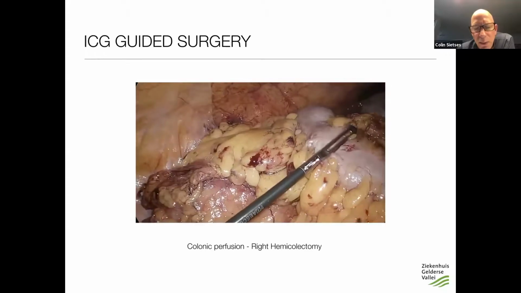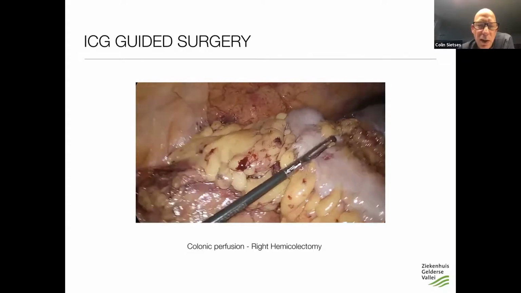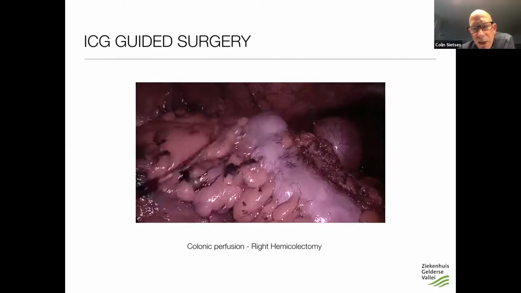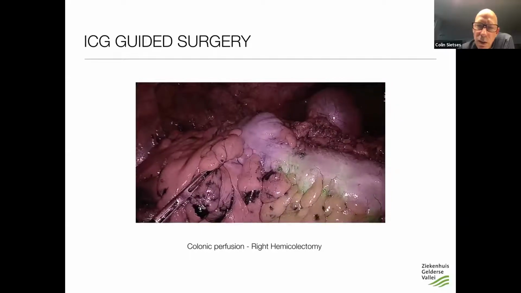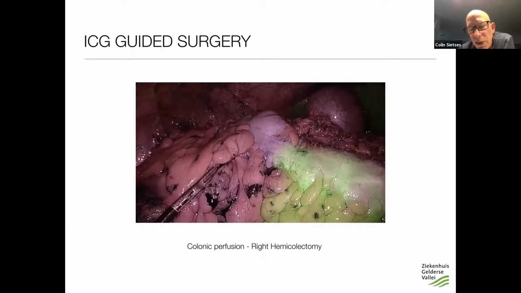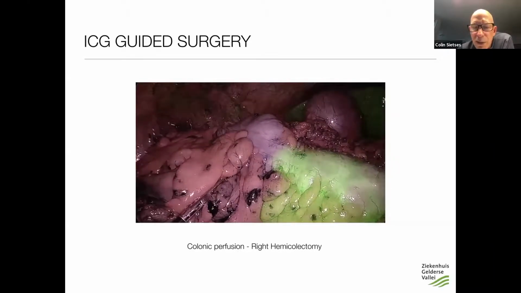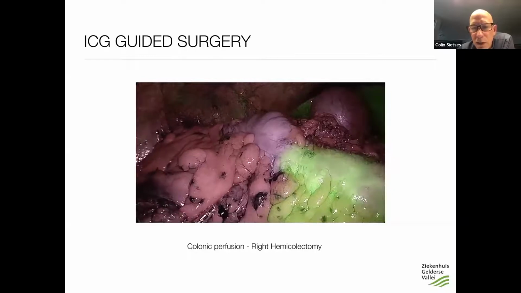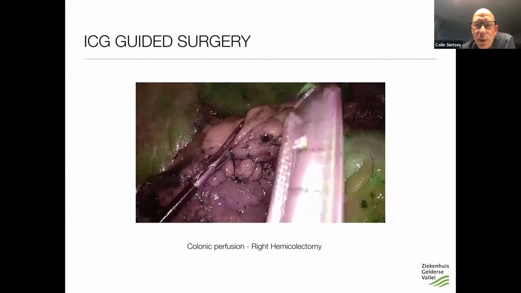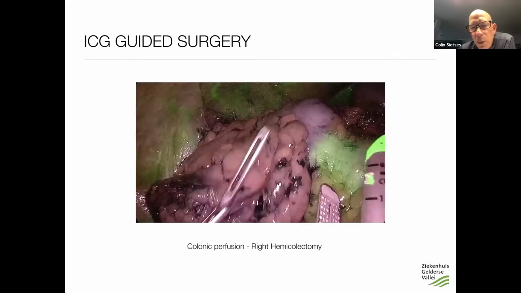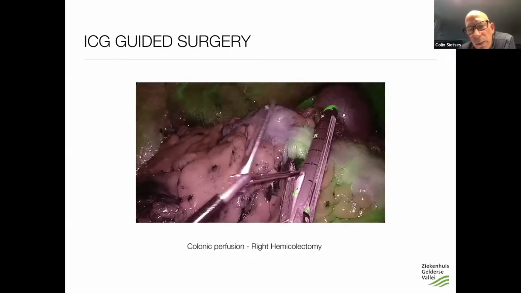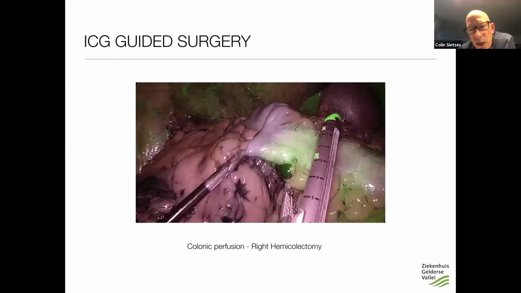And this is an example. This is a patient with a right hemicolectomy, and the dissection is already done. And we give ICG at the moment that we want to do the last resection, just to use the stapler, to see the dissection line. And you clearly see the difference between what is still vascularized well and what is avascular. And you can use that when you want to put the stapler, so you're sure that you have a well vascularized colon remnant, and you can make an anastomosis safely later on.